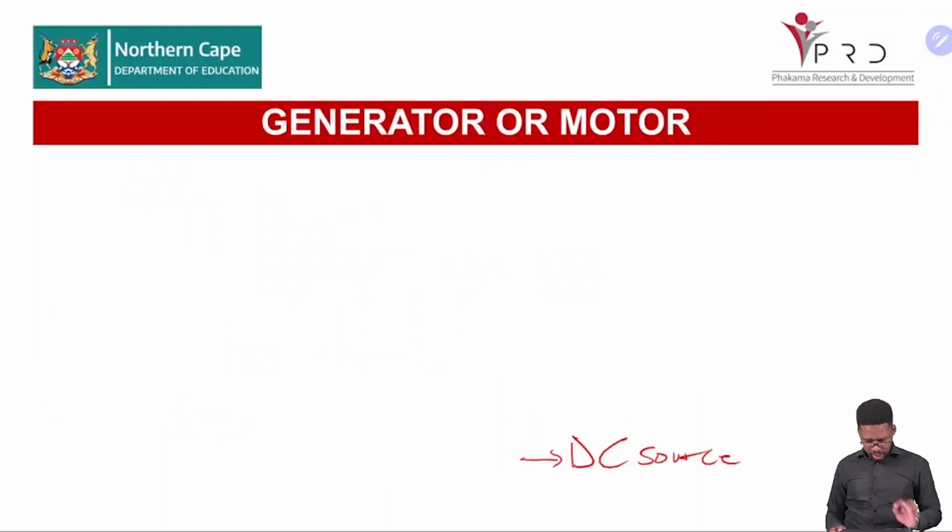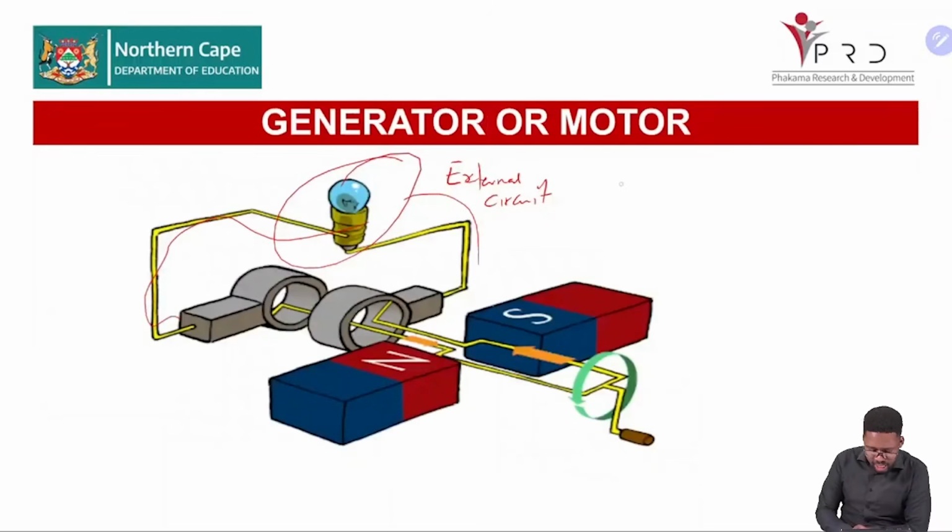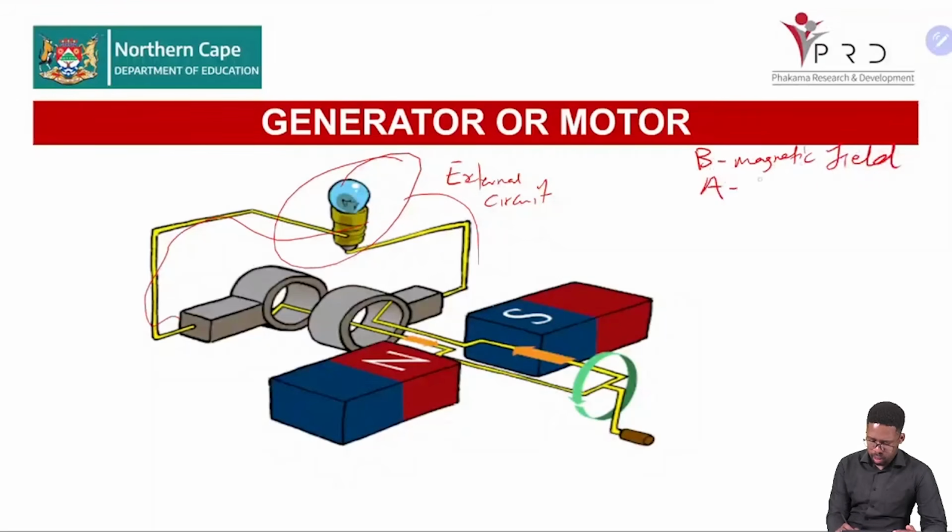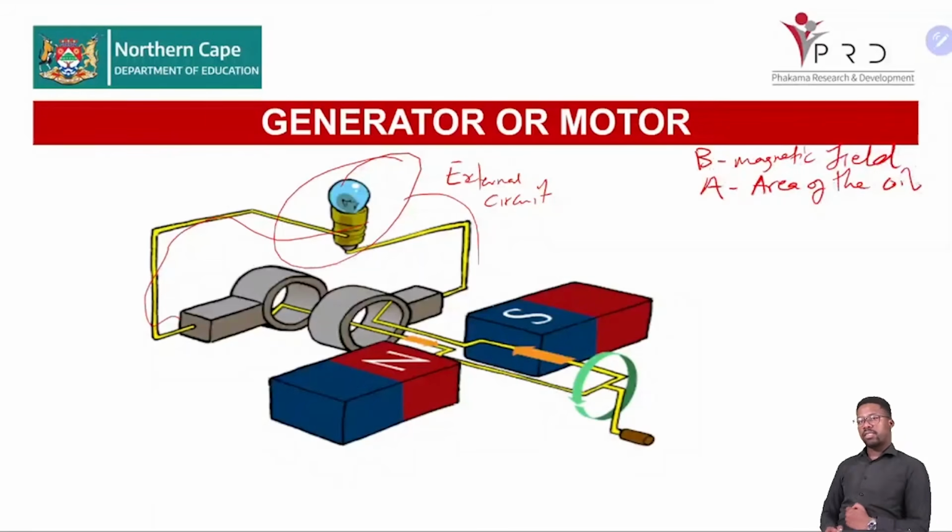Here is a generator. Inside the generator, we have two poles. And the space between the two magnets, we call it the magnetic field. It is B. And then A, we call it the area of the coil. Right. So, in this magnetic field, we are then going to place the coil. And then we're going to have the area of the coil. You can see the area of the coil.